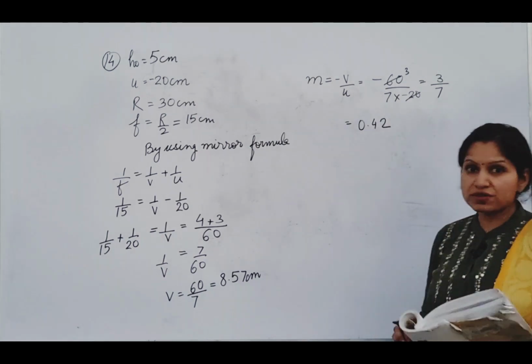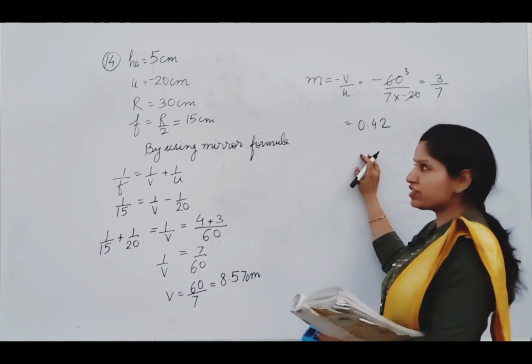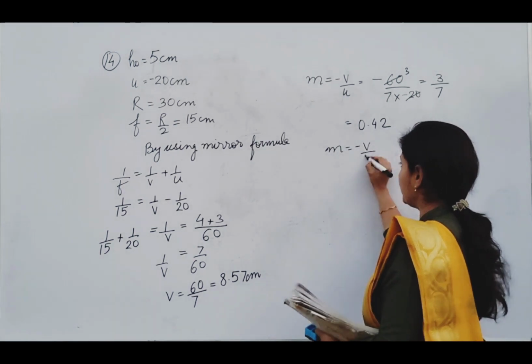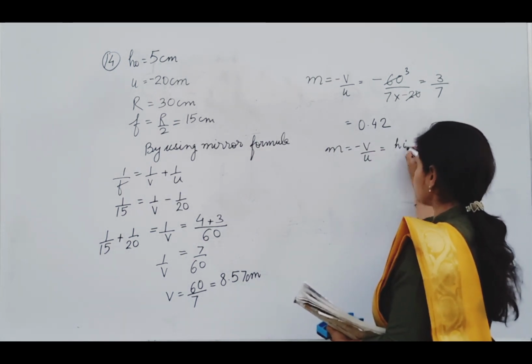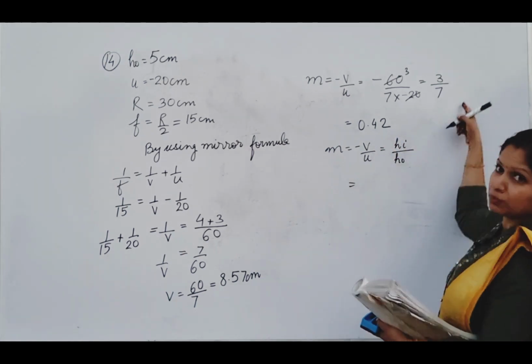Okay, 0.42 is the magnification. That shows that the image formed is diminished. Now next, the height of the image has to be found out. So you know that magnification is equal to minus V by U, and that is also equal to height of image upon height of object. So once again, placing the value, minus V by U came out to be 3 upon 7.